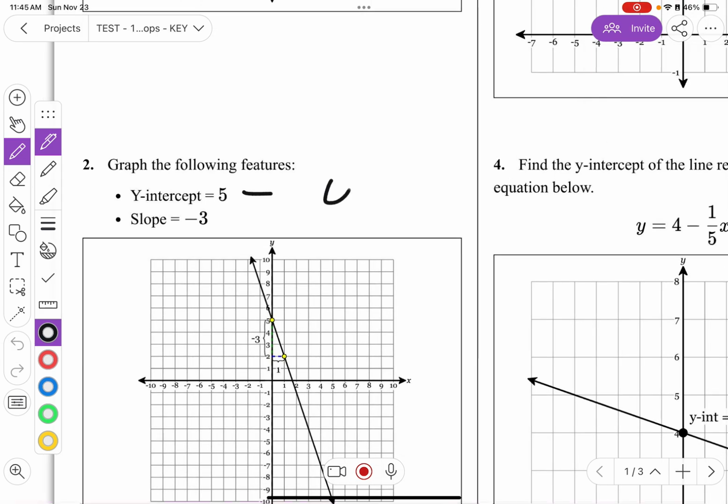The y-intercept is 5. That means we go through the point 0, 5. So we go over to here, and the slope is minus 3. So we're going to go down 3 over 1, down 3 over 1.